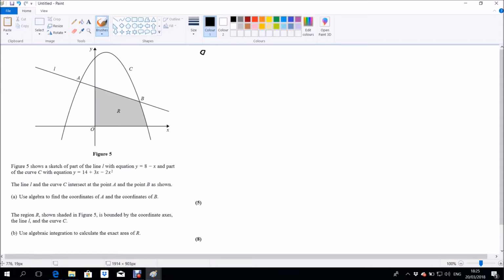Okay, so this should be easy for us because all we have to do is solve simultaneously. y equals 8 minus x. I'm just going to substitute it into this equation. So when we substitute it, we should get 8 minus x equals 14 plus 3x minus 2x squared.